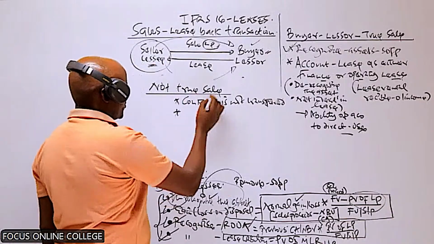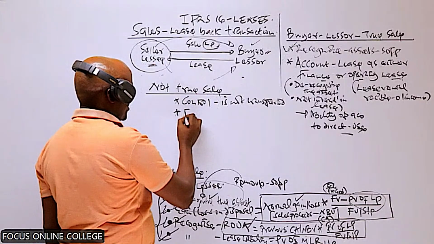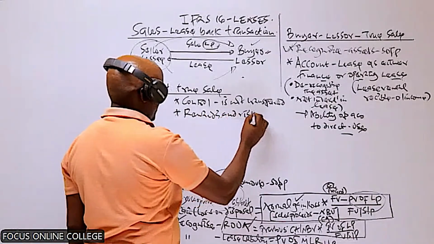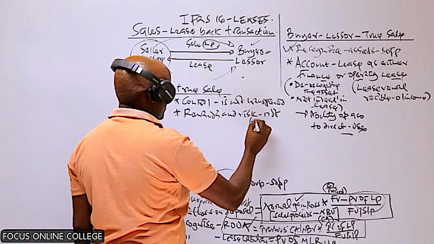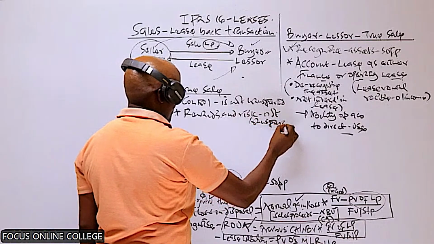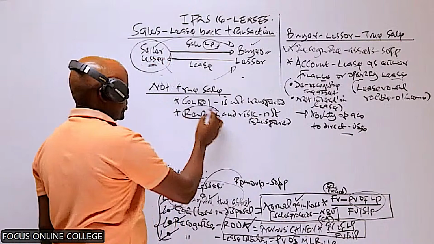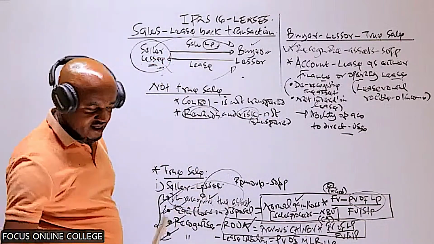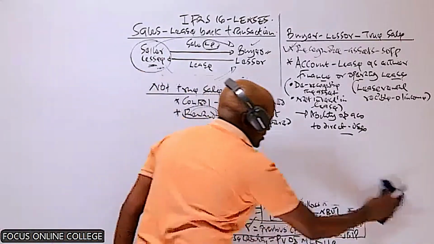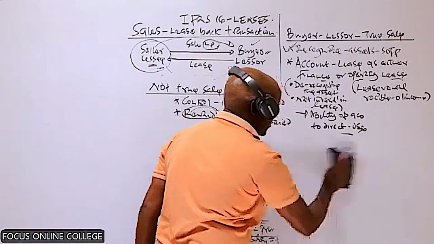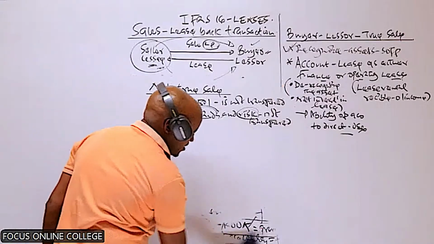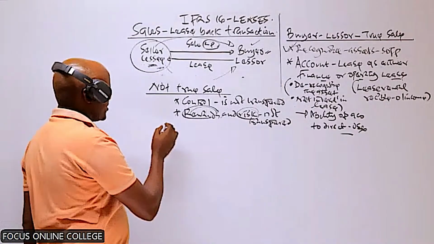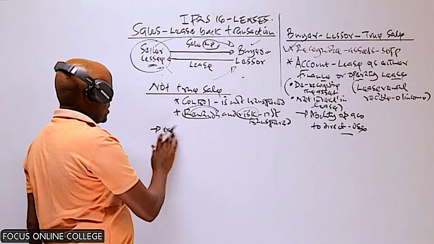Number two, this will not be a true sale where the rewards and the risks associated with the asset are not transferred. The risks and rewards associated with the asset still remain with the seller. If that is the case, this transaction is viewed as a loan arrangement. So if it is not a true sale, this transaction then amounts to like a loan what?